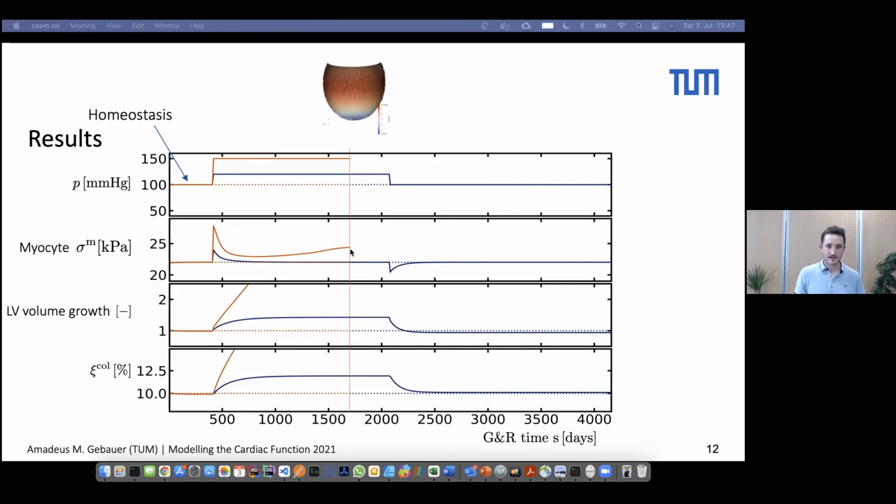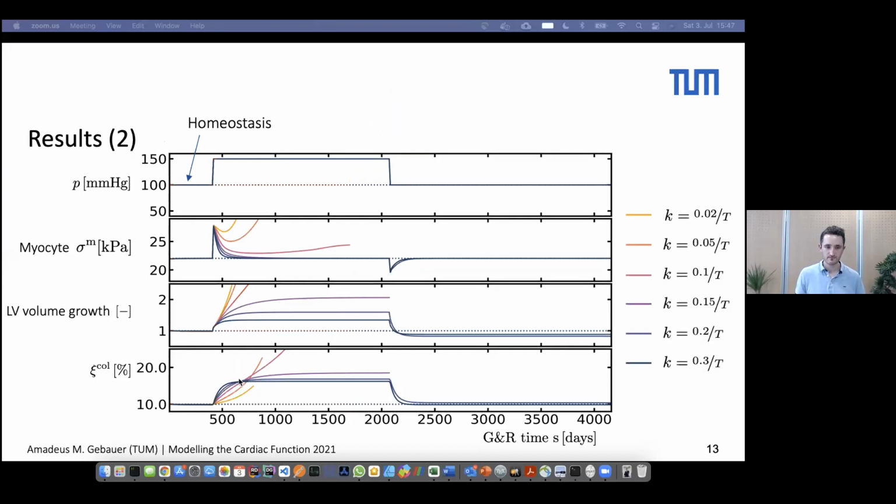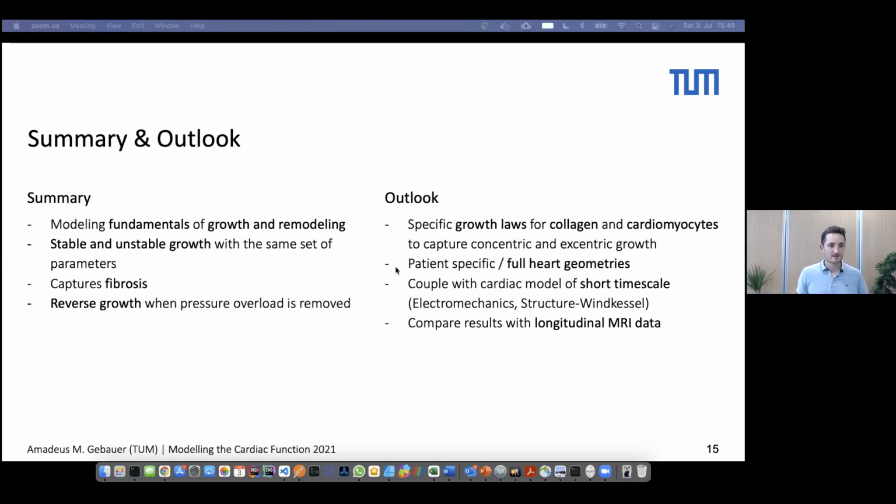At this time, the nonlinear solver failed to find a new solution. Probably the heart would have failed before, so we would have seen heart failure in this patient before the simulation stopped. We did the same simulation with the 150 increase, but for different growth parameters. We see the higher the growth parameter, the more stable the simulation is. So with a growth parameter of 0.3 over the turnover time constant, we see that even this increase in pressure could be made stable. So let me briefly summarize my talk.